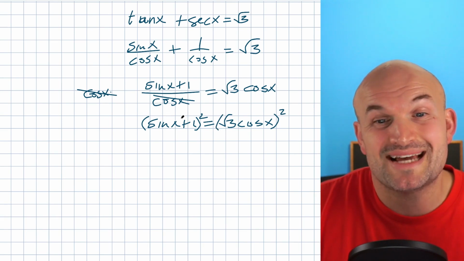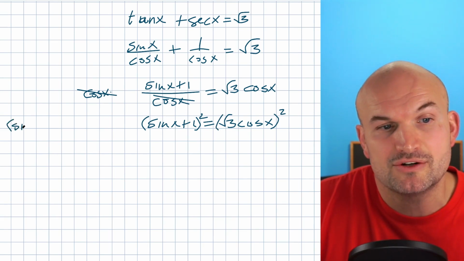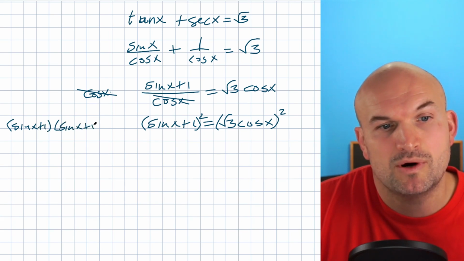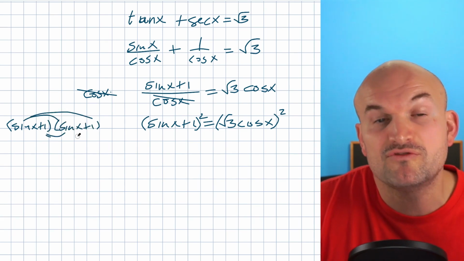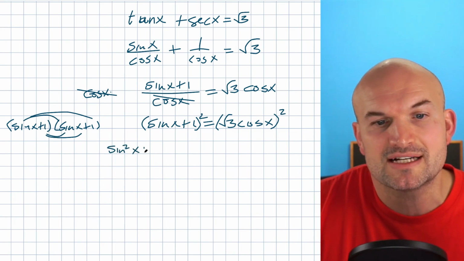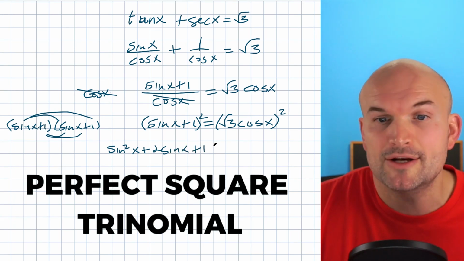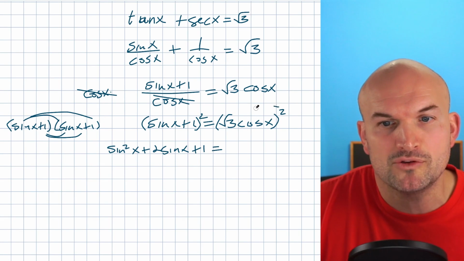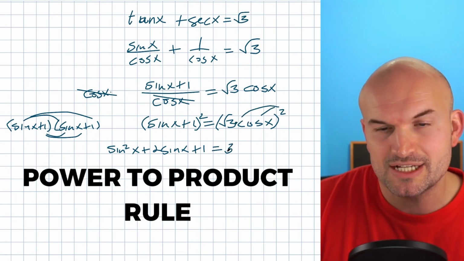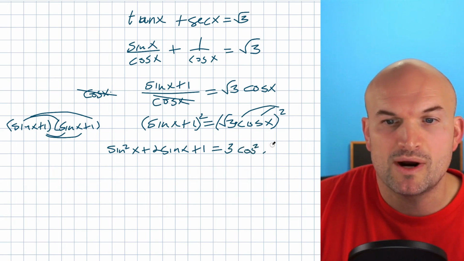Now again, remember when you have sine of x plus 1 squared, that's just going to be a sine of x plus 1 times a sine of x plus 1, right? So just go ahead and use your good old FOIL to multiply this out. And when you do that, you're going to get a sine squared of x plus 2 sine of x plus 1. That's a perfect square trinomial. And then over here, just make sure you square both of these. Since these are separated by multiplication, you can use the power to product rule. So what that's going to do is give you a 3 cosine squared of x.